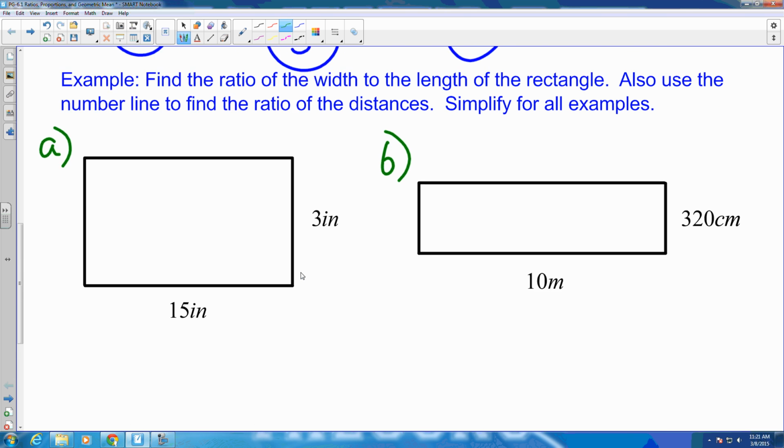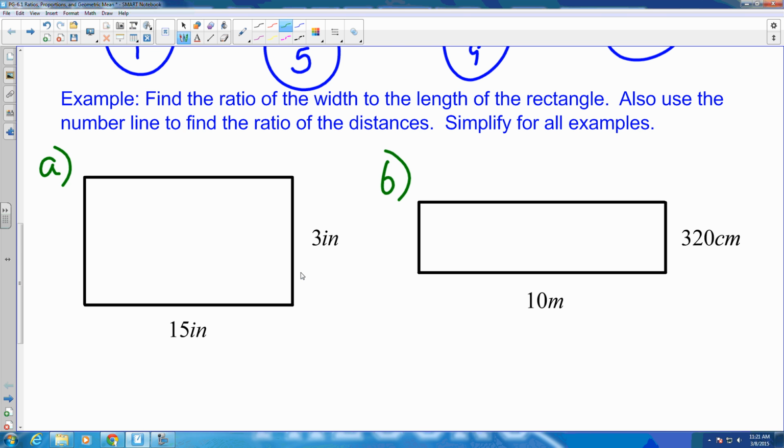But the first part, I'm going to find the ratio of the lengths of the rectangle. All right, same rules apply. The width is usually the smallest length, so that goes on top. So 3 inches is my width in this case, and 15 inches is my length. They both have the same measure, inches, so that can be canceled. And then 3 divided by 15 can be simplified to 1 out of 5.